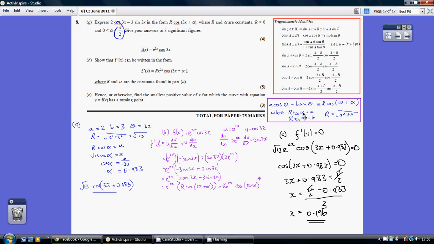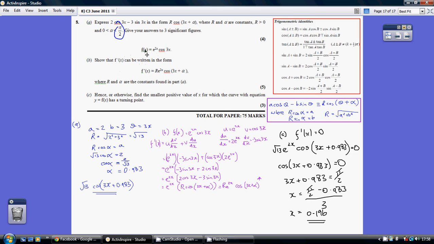Now, given that r cos alpha equals a, we have root 13 cos alpha equals 2. So dividing by root 13, we can see that cos alpha is 2 over root 13, inverse cos in radians. We need to be working in radians here. Do you see our boundaries? So working in radians, inverse cos gives alpha as 0.983. So setting it out in the required format, we've got r, which is root 13, cos open bracket 3x plus our alpha of 0.983.